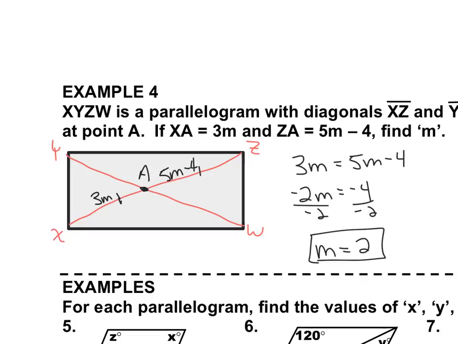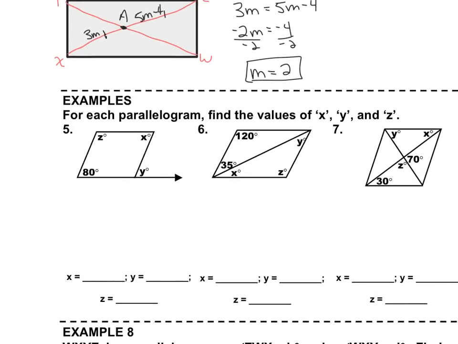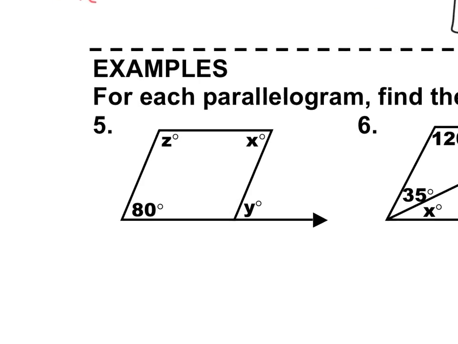So if you have any questions over that, of course, ask tomorrow. But I think that's pretty straightforward. This is a big one. This is a lot of stuff on this part. It says for each parallelogram, find the value of x, y, and z. Now, some of these are pretty quick and easy, and some of them are a little tougher. So I'm going to look at number 5 first.